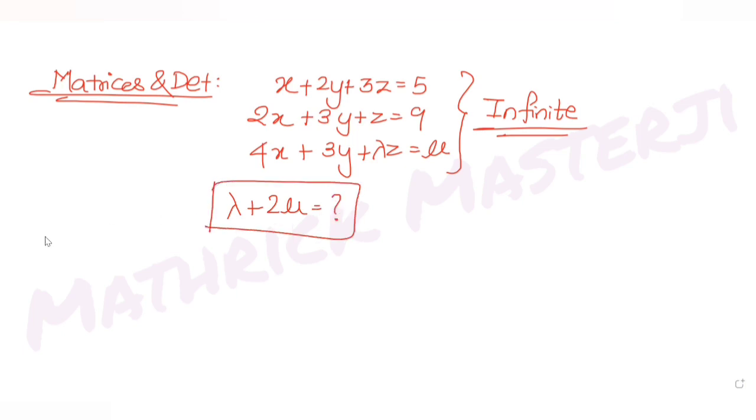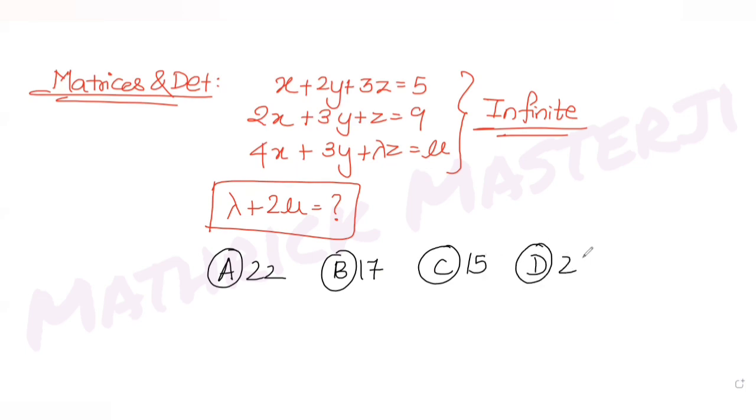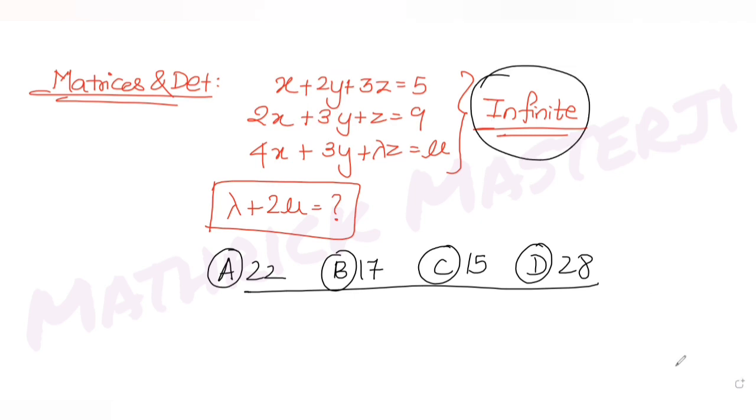And if I talk about the answer choices that we have here, the options are 22, 17, 15, 28. So we need to figure out which one of the answer choices is the correct answer for the question that is given to us here. So let's try to solve this question further and find the correct answer. First of all, we have been given that these equations have an infinite number of solutions.